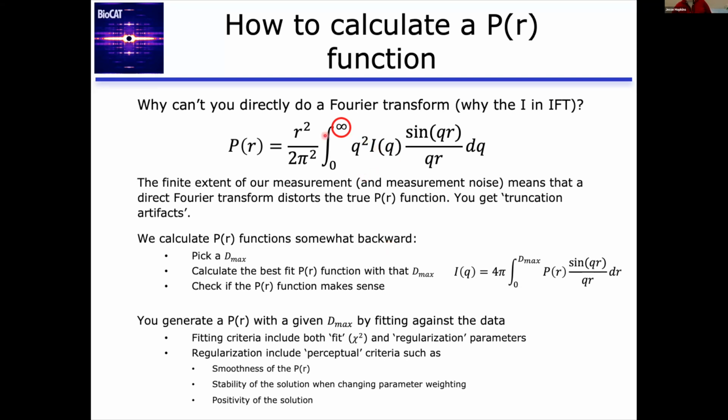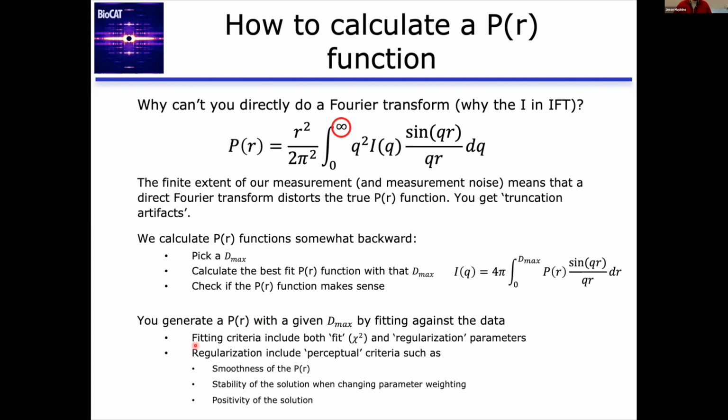Instead of taking I of Q and calculating P of R, we'll use this version of the equation. We'll pick a maximum dimension. Using this equation, we'll find a P of R function such that, with that maximum dimension, the P of R function best fits the scattering profile. And then we'll check to see if that P of R function makes sense. So it's really this backward approach where we generate the P of R function given a maximum dimension by fitting against the data. And that's why we end up calling this indirect Fourier transform.